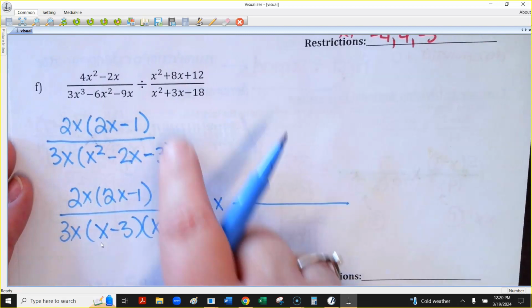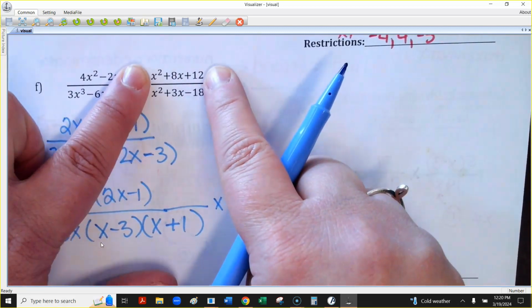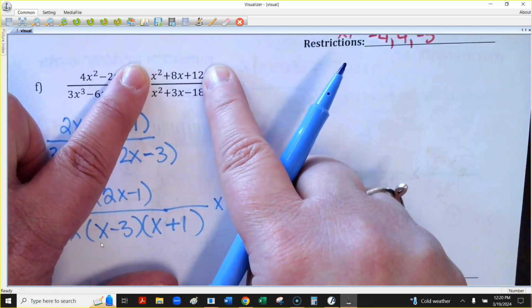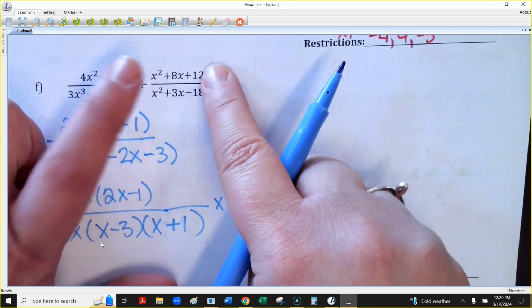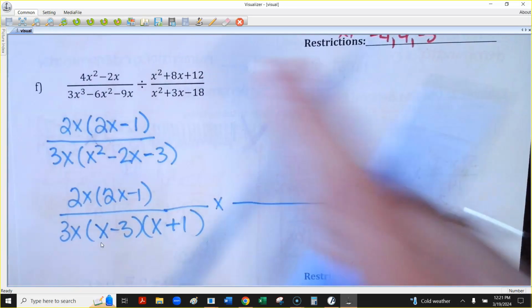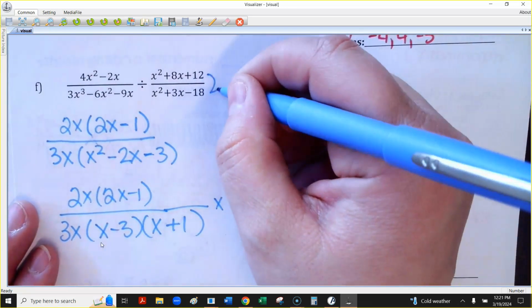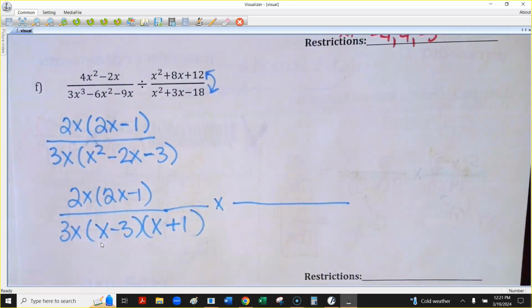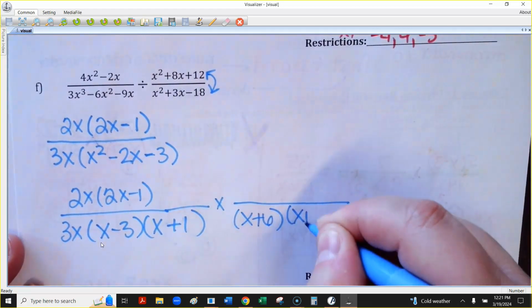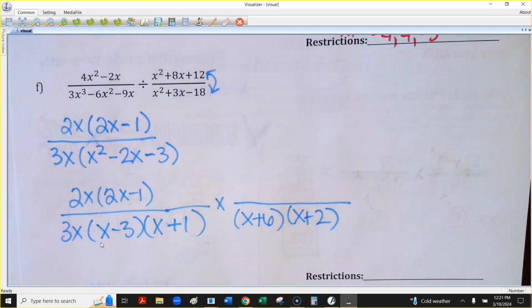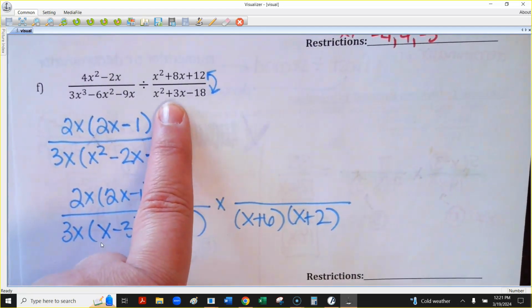So the top of this fraction is x squared plus 8x plus 12. Can you think of 2 numbers that would multiply to get you 12, add to get you 8? 6 and 2. Now, here's all I'm going to do. This is going to flip because I'm going to multiply by the reciprocal. So the x plus 6 and x plus 2 is just going to go in the bottom. And then whatever's in the bottom is going to go to the top when I flip it over.